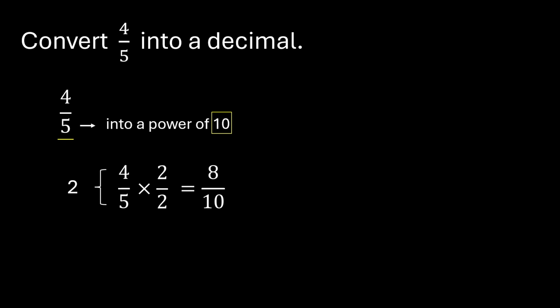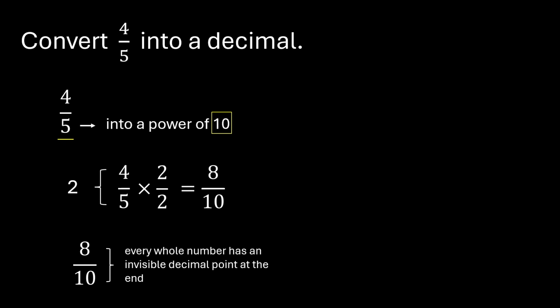Now comes the important part. Remember that every whole number has an invisible decimal point at the end. So technically, our fraction can also be thought of as 8 over 10. Yes, both the numerator and the denominator have an implied decimal point because they are whole numbers. However, we do not move the decimal point in the denominator. Why? Because the denominator's job is only to tell us the place value.